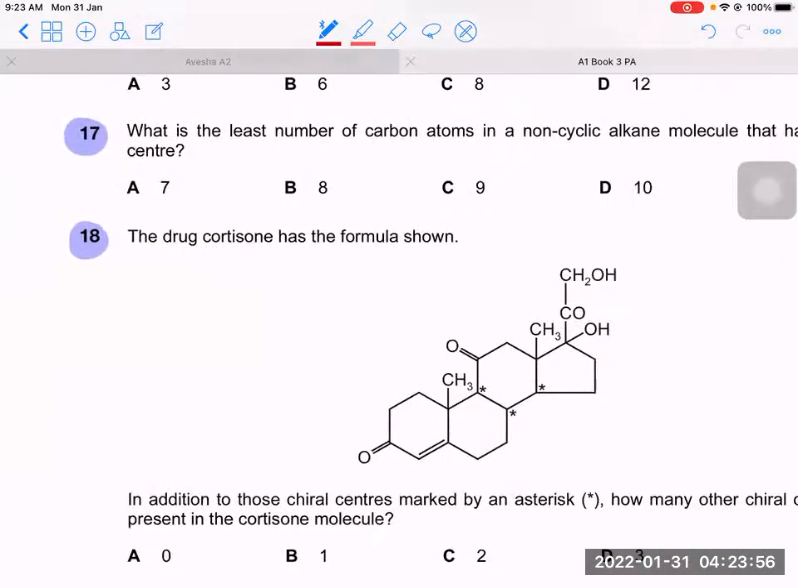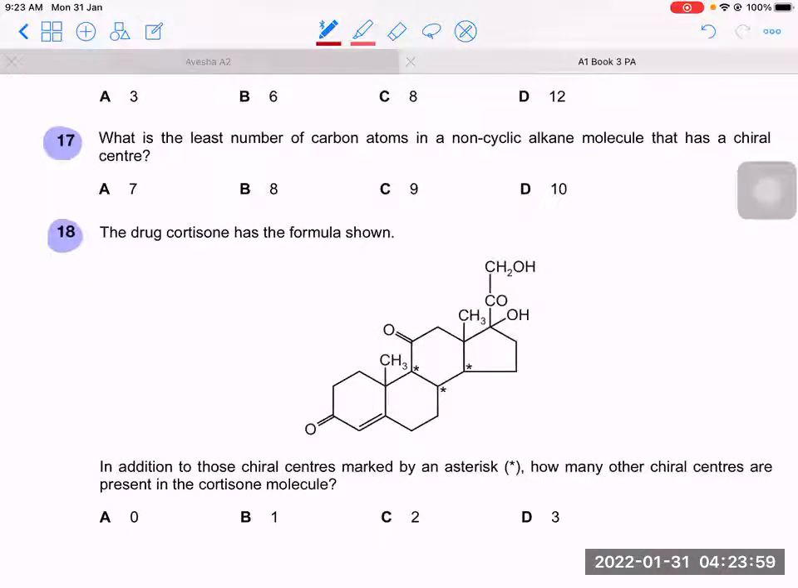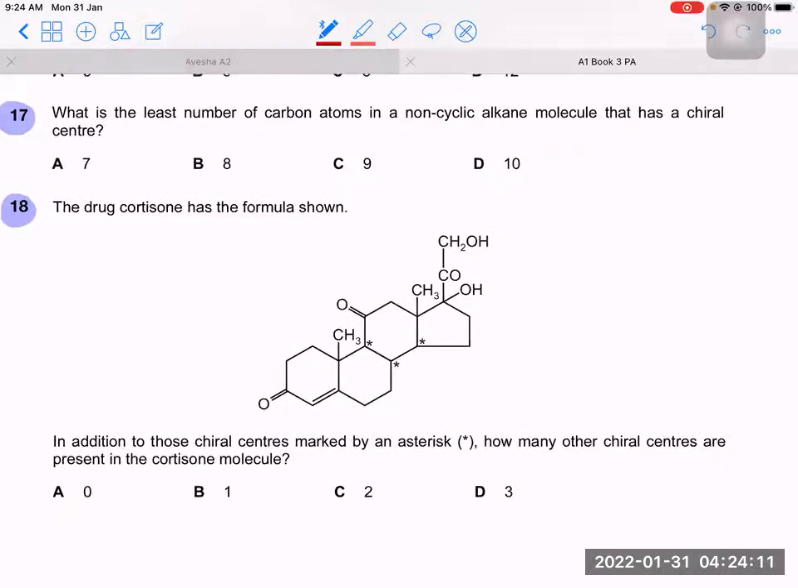Now, what are the least number of carbon atoms in a non-cyclic alkane that has a chiral center? So they're saying least number of carbons that is non-cyclic, which has a chiral center. So let's see 7. With 7 carbons, can we make a compound which is an alkane with a chiral center? So let's see. Now you need how many bonds? 4, and all 4 must be what? Different. How many carbons do we have? 7. So let me put one as a hydrogen. Let me put one as a CH3.